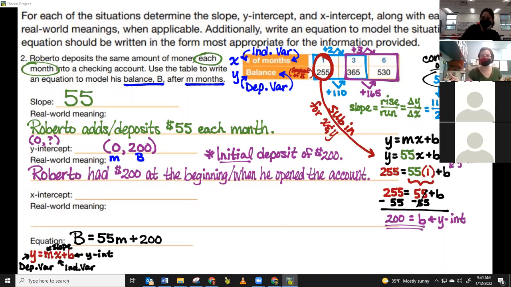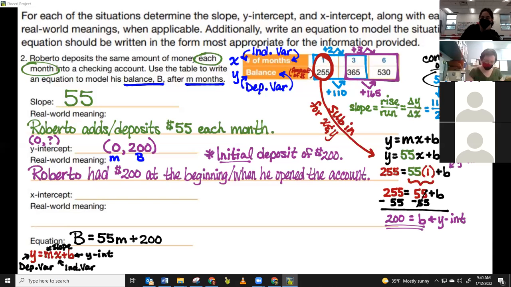Why is it plus 200 and not minus 200? $200 is the initial amount. The initial amount. He didn't start off in debt. He started off by putting this money in. He already had it. All right.